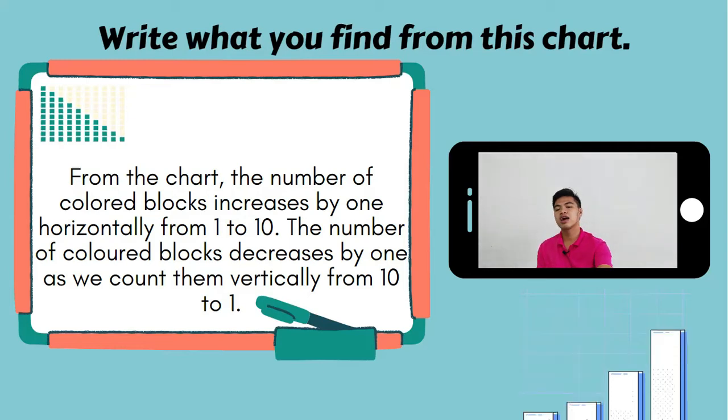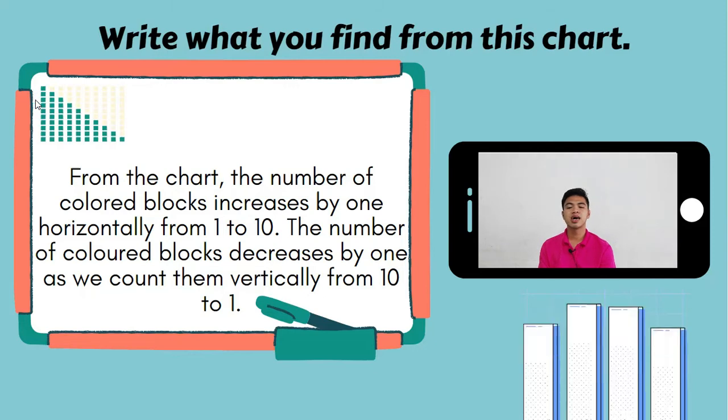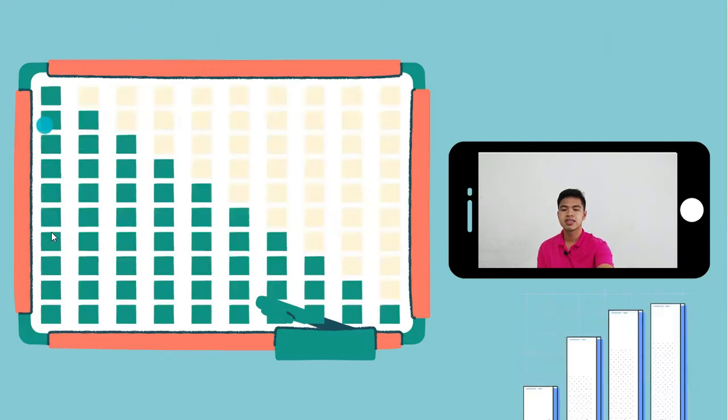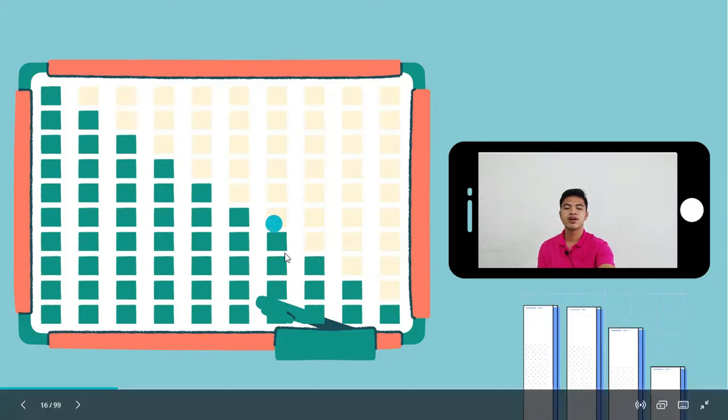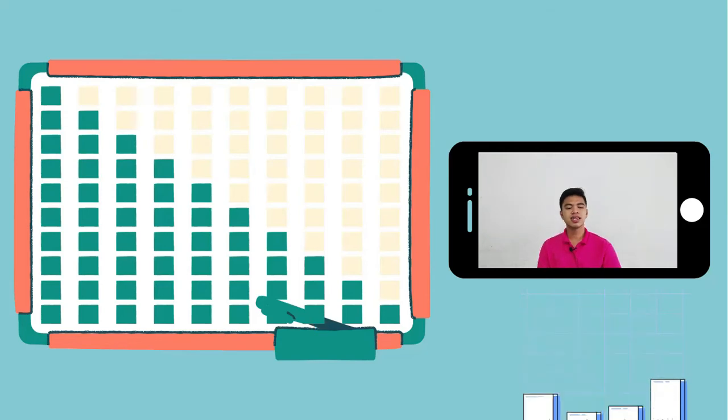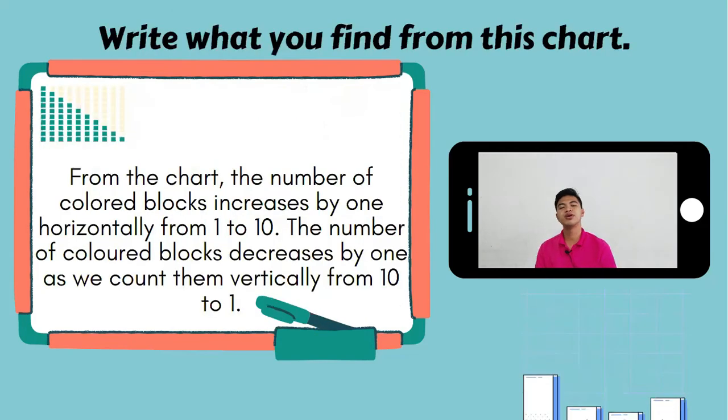If we are going to start from left to right vertically, we can see that the number of colored blocks decreases from 10 to 1. Look at this one. It's going to be 10, 9, 8, 7, 6, 5, 4, 3, 2, and 1. So that is what it looked like. So let's go and learn more.